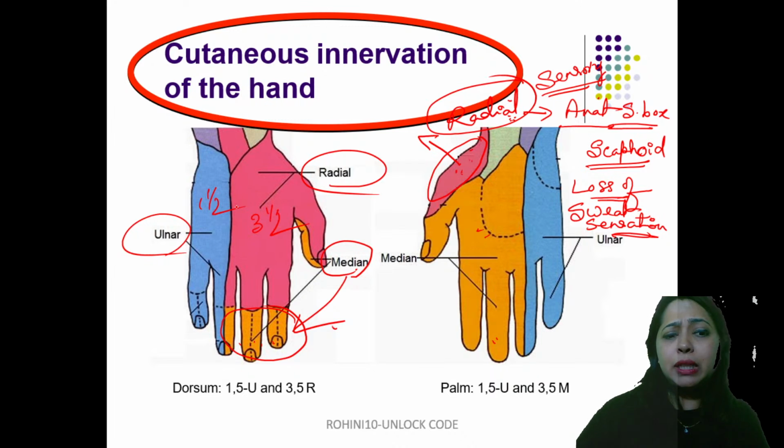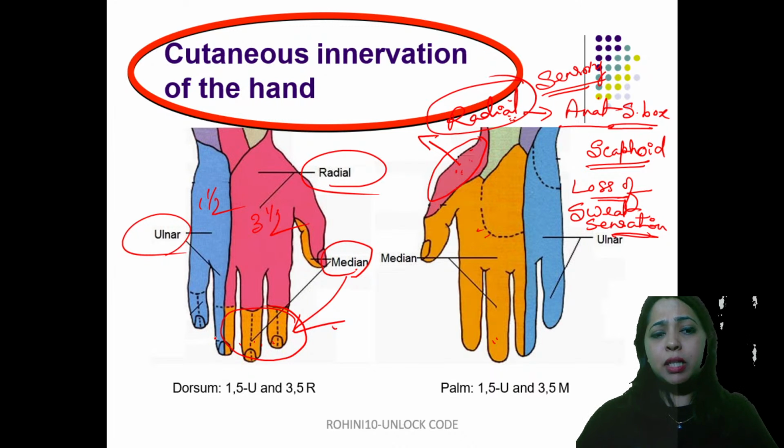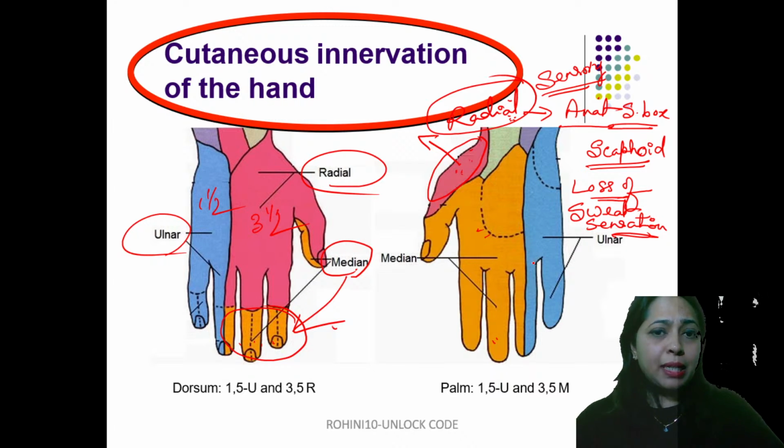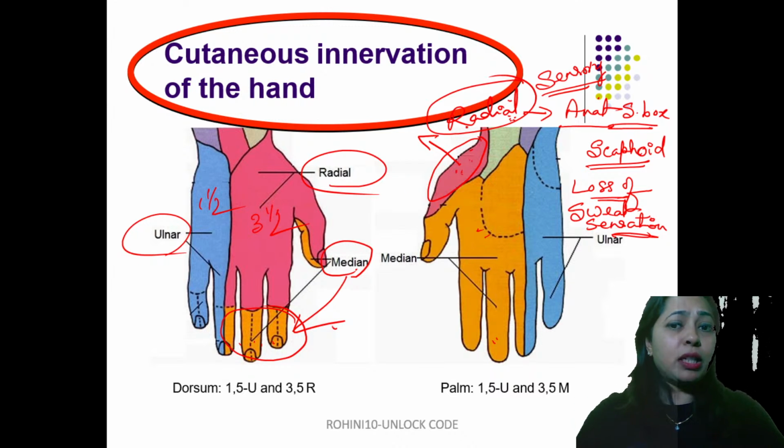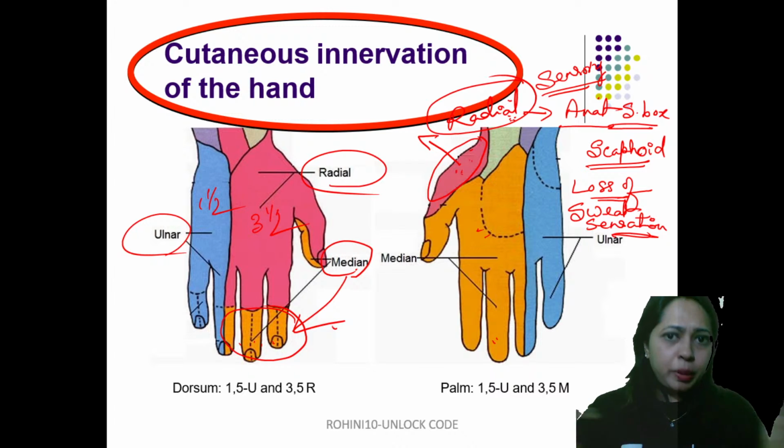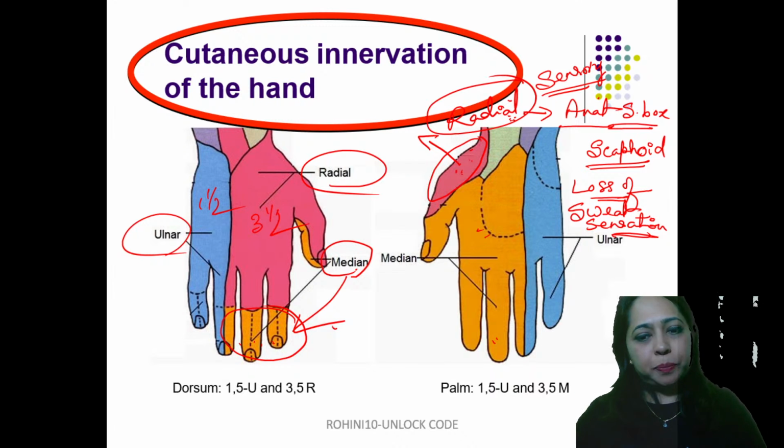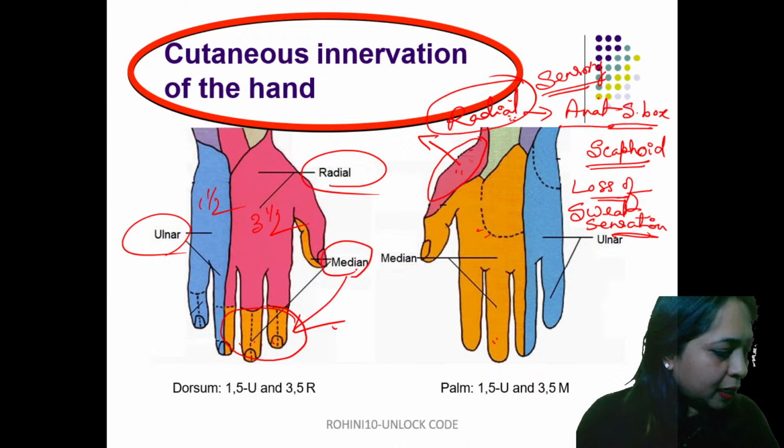Okay, so how do you define this? I can say 1.5 fingers and I can say 3.5 fingers, except the first interphalangeal joints are not supplied by the radial and they're all supplied by median. But on the palmar side, you have anatomical snuff box that is supplied by radial, not the median. Instead of so many words, it's better to look at a picture, right?